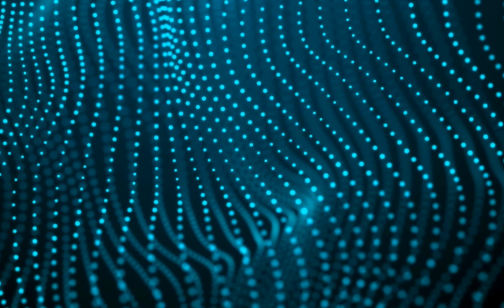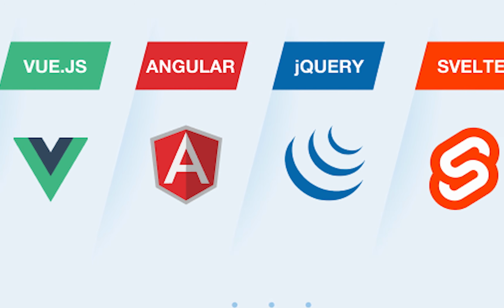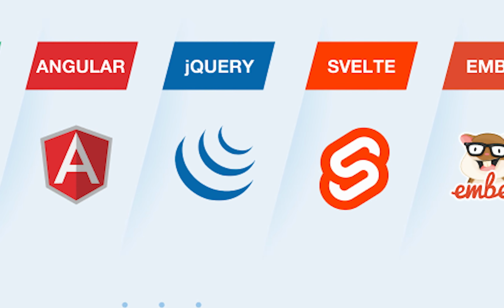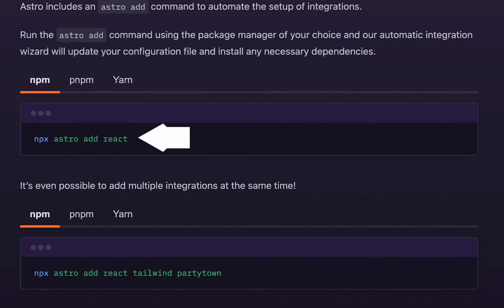Not only does Astro redefine how JavaScript is handled, it also offers a unique flexibility. Astro allows you to seamlessly integrate with any front-end framework of your choice. Whether you're a fan of React, Vue, or Svelte, Astro even lets you mix and match frameworks. Want to add React? No problem. Just run npx astro add react.